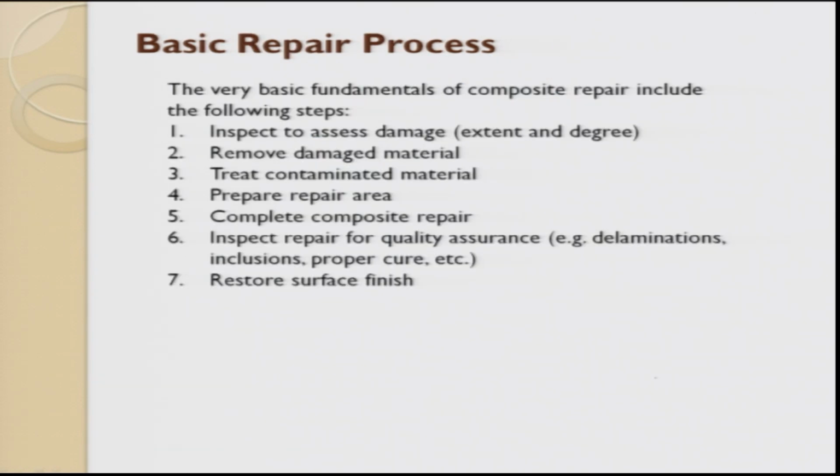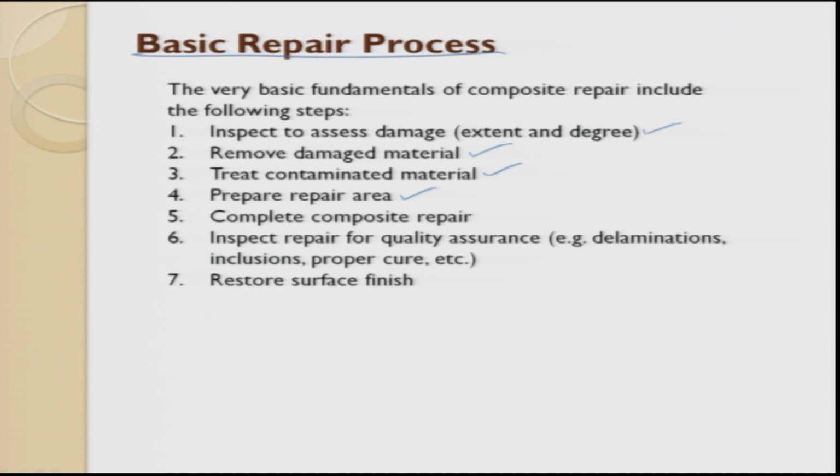So, what are the different basic repair processes? There are fundamental steps which are involved. The first step is to inspect and assess the damage. Next is to remove the damaged material; whatever was there, we gouge it out and remove it. Then treat the contaminated material, whatever was removed, and then at the joining interface we try to do it.